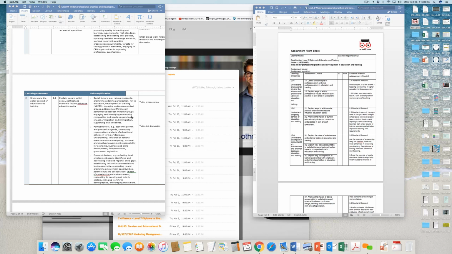Now, there are a lot of factors within this group. It brings up other factors which are here now: political factors, economic growth and prosperity agenda, community regeneration, and analysis of educational policies in terms of ideological underpinning, influence of national events or educational policy, and national and devolved government responsibility for economic skills development, the EU, and government legislation. All those are almost all covered when you're actually teaching this group, because it's part of the economic growth. The government put money into that section, and those are political factors.